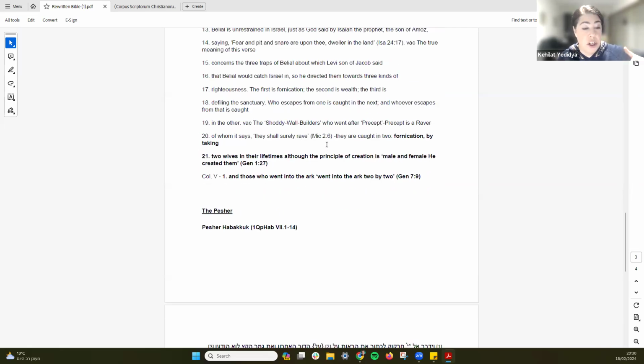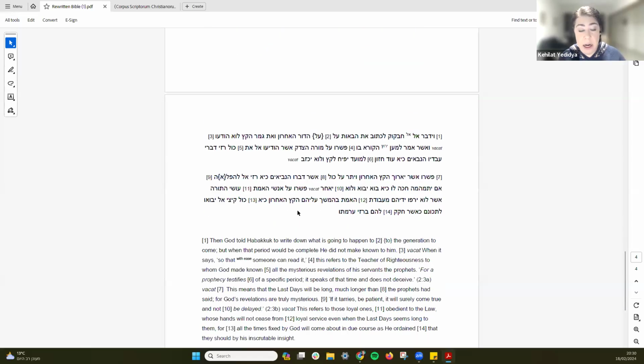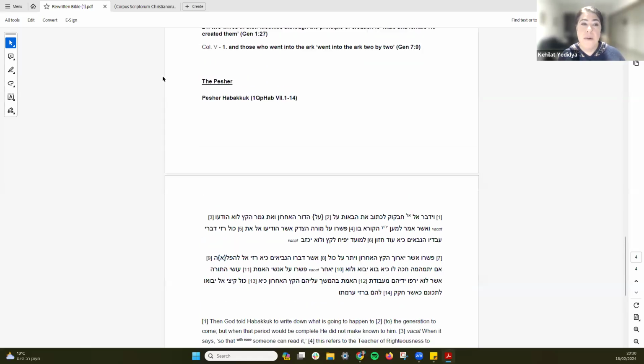Now let's take a break from Rewritten Bible. We're going to go into the Pesher. So the Pesher is unusual in that, first of all, and again, here we have a little bit of a bias because of what has survived. Qumran, it's only found at Qumran.